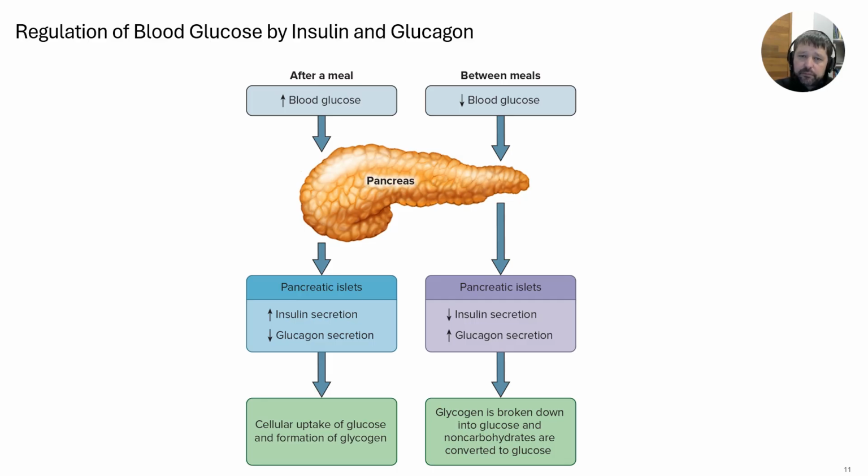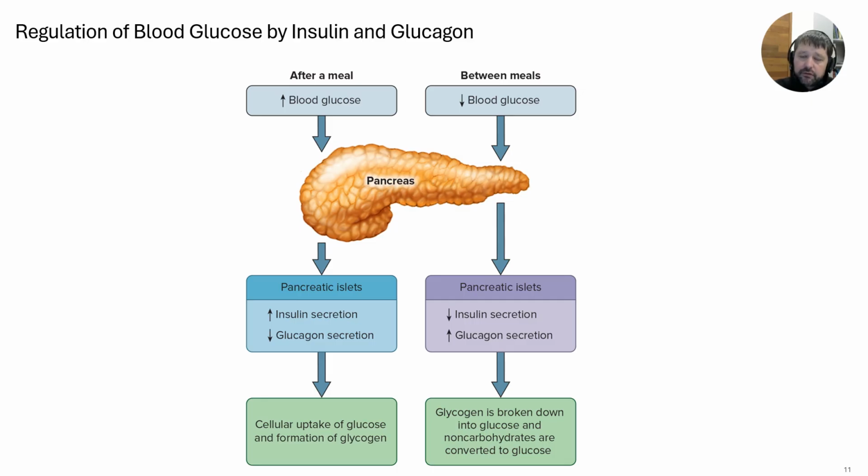The pancreas has great blood flow, and it realizes blood glucose goes up. So when it does, insulin is secreted. Insulin is what allows that glucose to be incorporated into the cell. Glucagon secretion goes down.